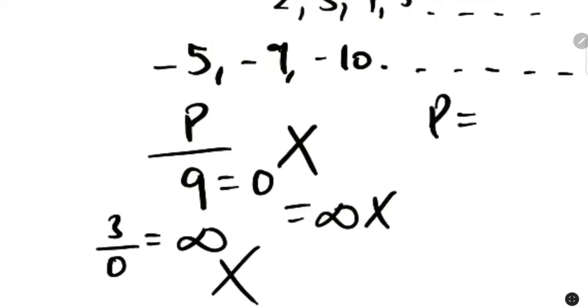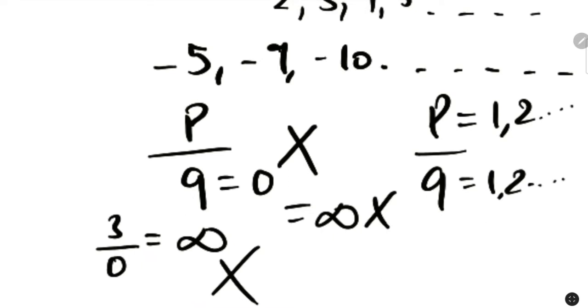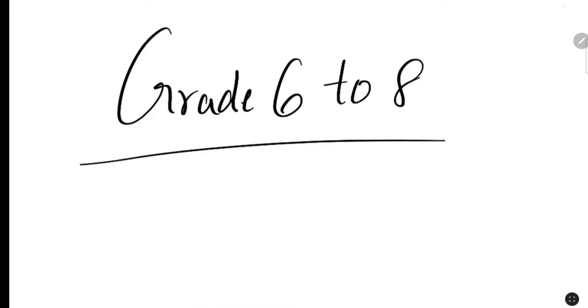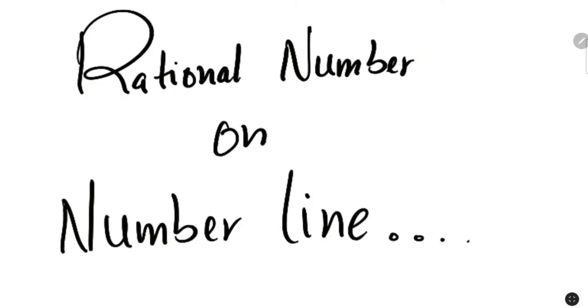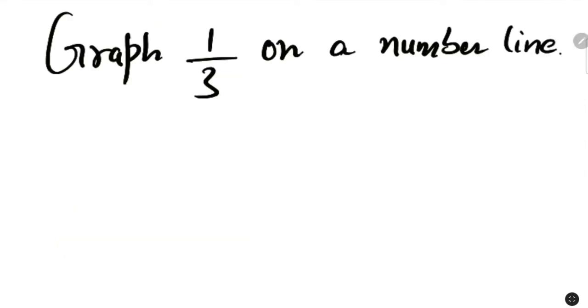So P and Q always start with 1, 2, and so on. Basically we learn rational numbers from grade 6 to 8. So in this video we'll just start with the basics that are helpful for grade 6. Let's learn rational numbers on a number line, like how we plot rational numbers on a number line. As we know, rational numbers are in the form of a fraction.